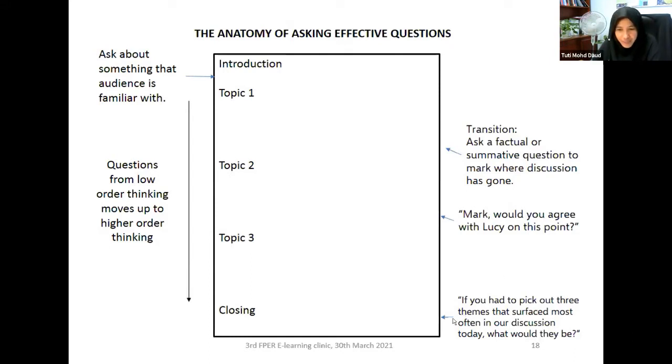And because it's the closing, there's probably a closing question. Like, if you had to pick out 3 themes that surfaced most often in our discussion today, what would they be? So this is a closing question. This is the anatomy of asking effective questions.